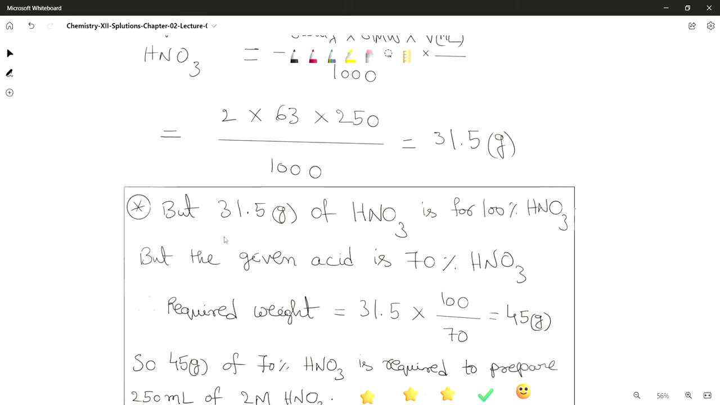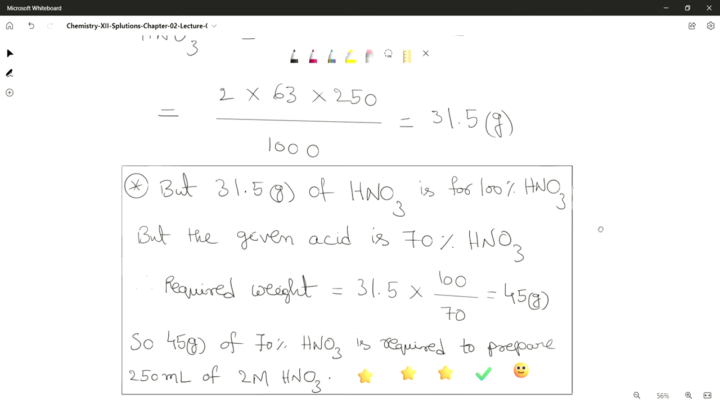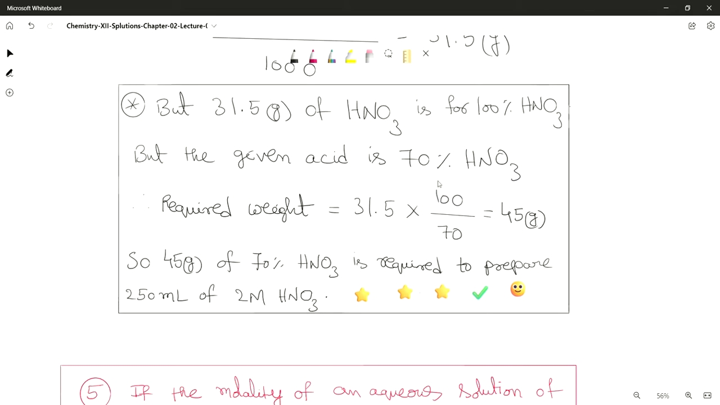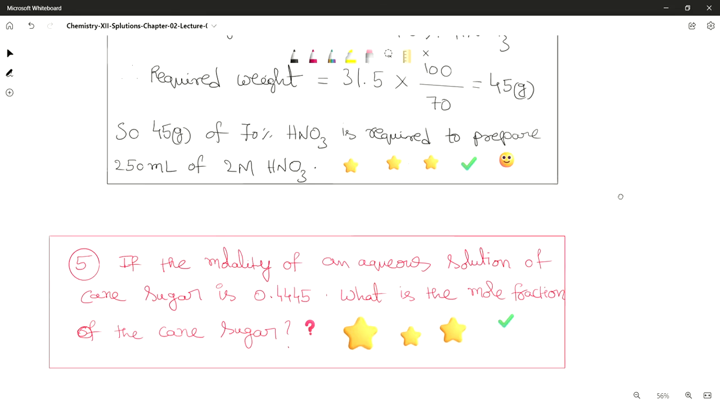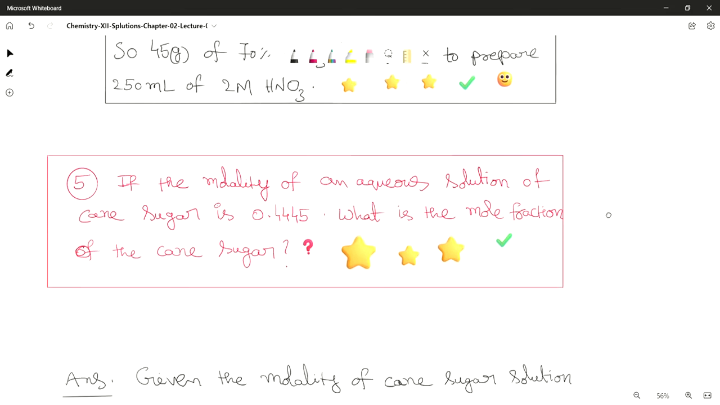Please understand, 31.5 grams of HNO3 is for 100% HNO3, but the given acid is only 70% HNO3. So the required weight should be taken into account for 70%. So you multiply 31.5 into 100 divided by 70. That works out to be 45 grams if it is 70%. So 45 grams of 70% HNO3 is required to prepare 250 ml of 2 molar HNO3. So that's the answer for you, and that's one important question.